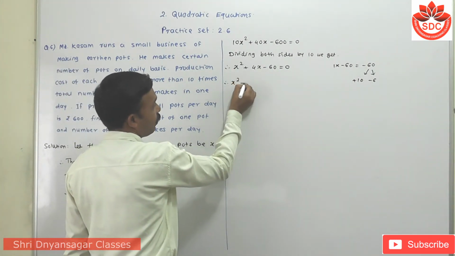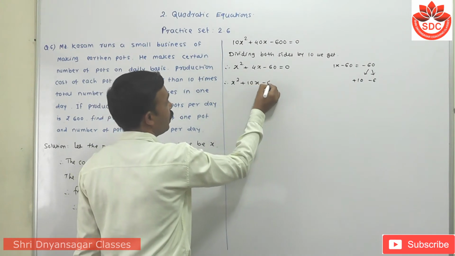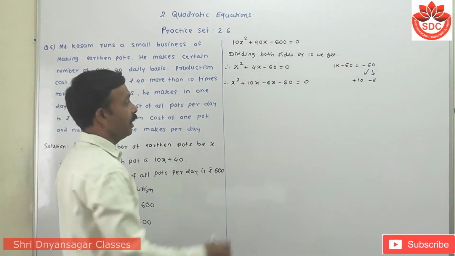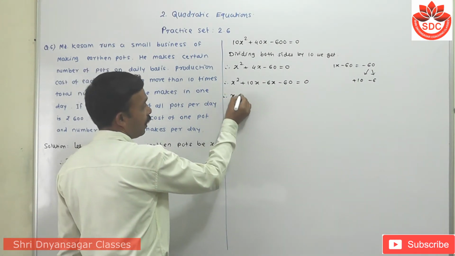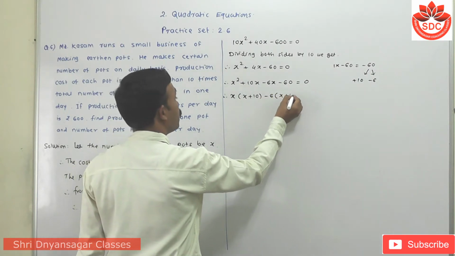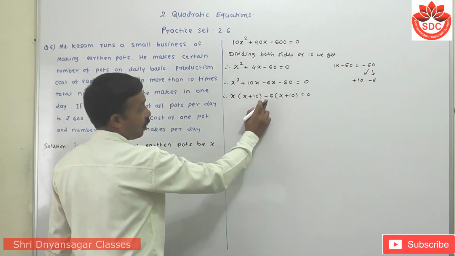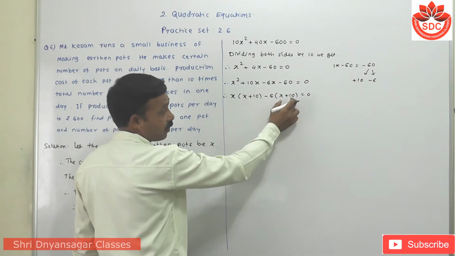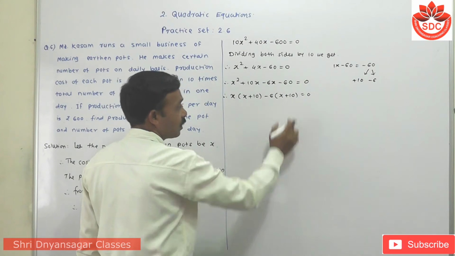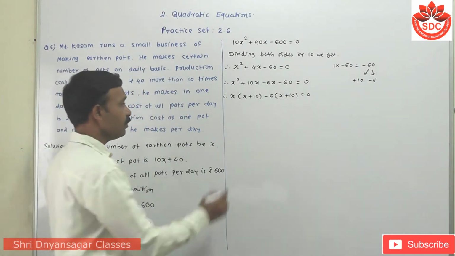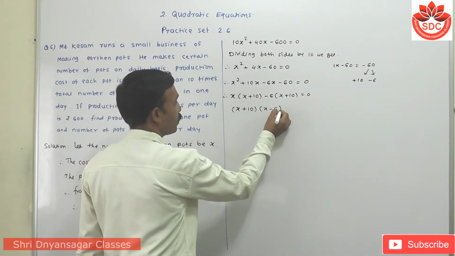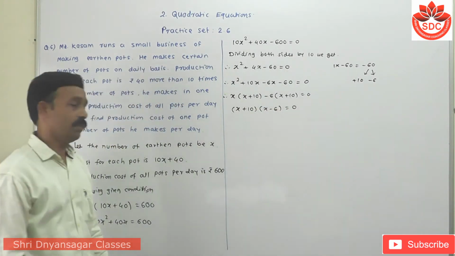So split the middle term. Therefore x square plus 10x minus 6x minus 60 is equal to 0. Then take the group of two terms, take x common in the bracket: x into (x plus 10) minus 6 into (x plus 10) is equal to 0. Because when we multiply minus 6 to this whole bracket, we get minus 6x and minus 6 times 10 is minus 60. Then take the common bracket first, and the remaining values: (x plus 10)(x minus 6) is equal to 0.